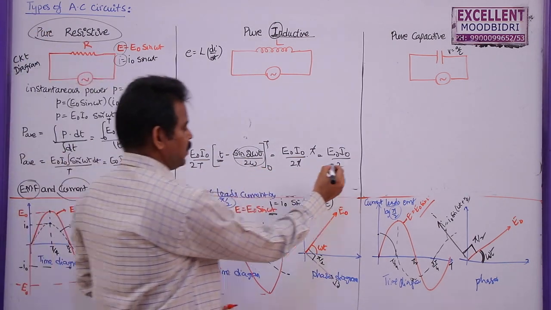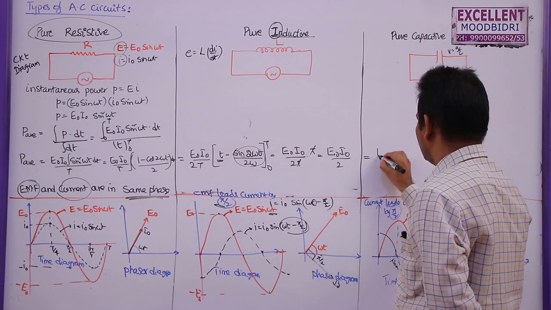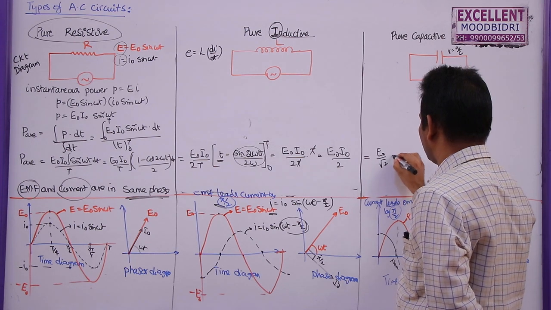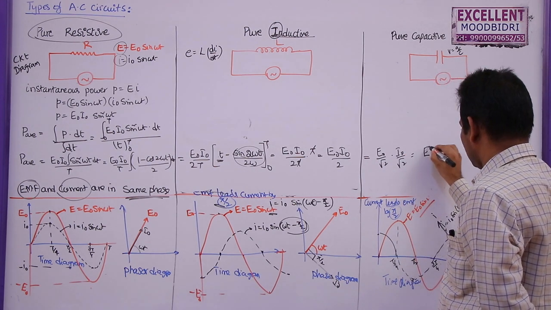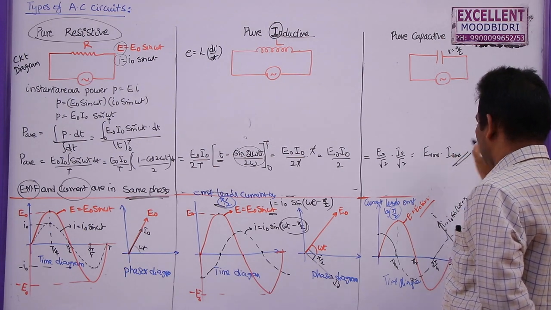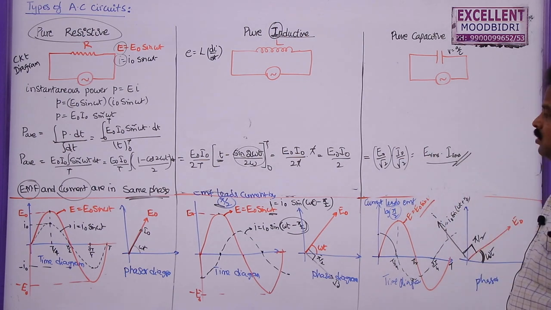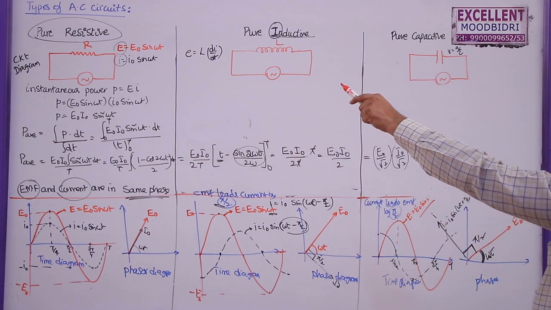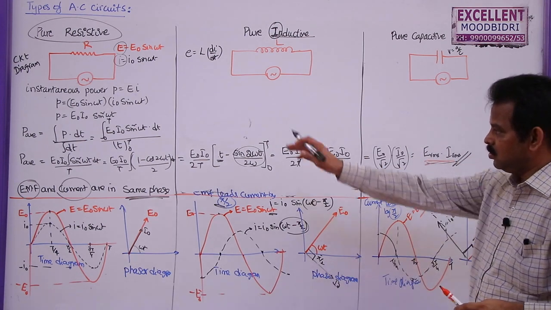E naught I naught by 2. So this can also be written as E naught by root 2 into I naught by root 2, which you can write as E RMS into I RMS, because this value is E RMS, this value is I RMS. So the average power consumed by a pure resistor circuit is given by E RMS into I RMS. So please note down this one.